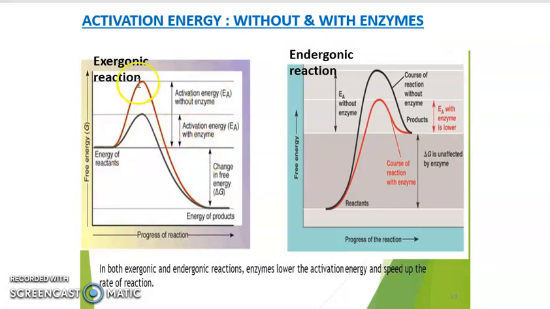So kalau awak tengok dekat sini, okay, so here is the energy of reactants. So yang tinggi ni, this one dia akan represent activation energy without enzyme. So means that dalam keadaan tiada enzyme, more energy is needed, okay, to convert reactant into product. Tapi bila adanya enzyme, awak akan nampak activation energy yang diperlukan adalah lebih rendah. So that's why sebab tu kita kata enzyme can lower the activation energy.